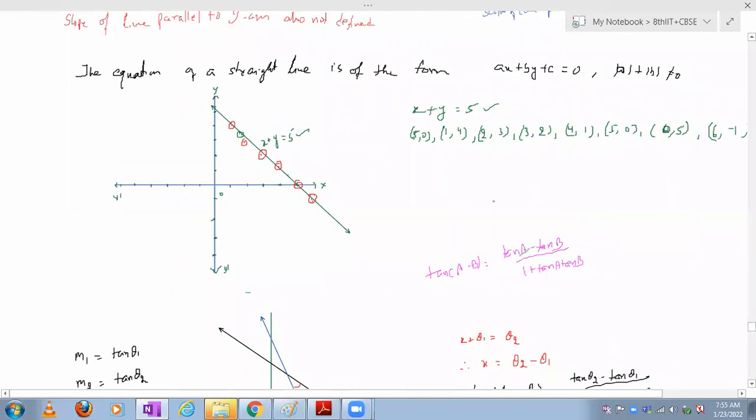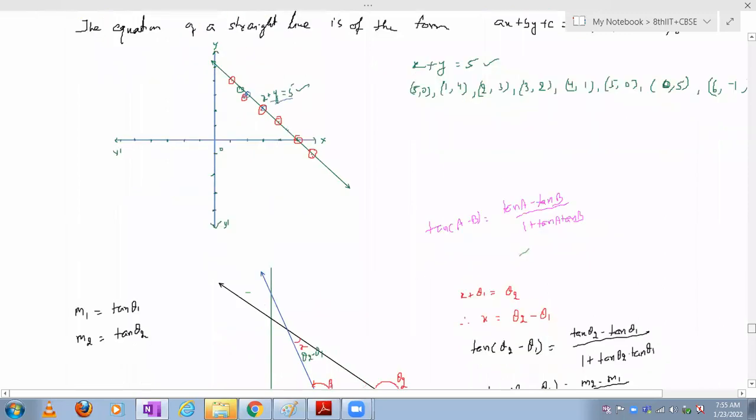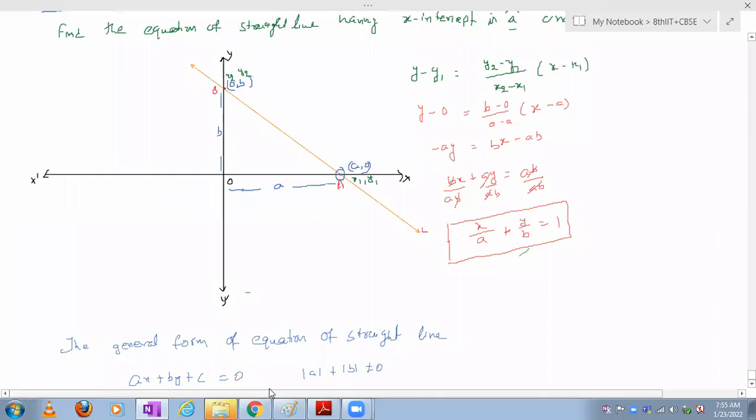Here, in ax plus by plus c is equal to 0, I took x plus y is equal to 5, and you will get some coordinate points. You will put them on this line. All the points will be lying on this straight line. Any point you take will satisfy this equation. This is the general form of the equation of straight line. So every straight line in a coordinate system will be represented by an equation, and that equation will be in this form: ax plus by plus c is equal to 0. Got it?